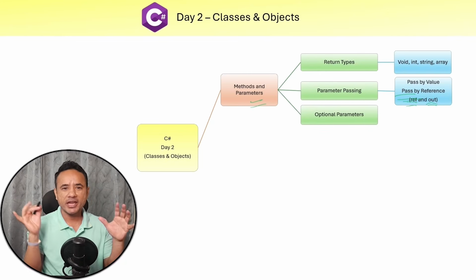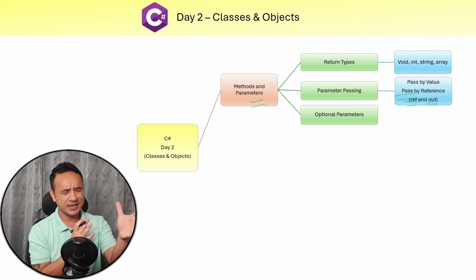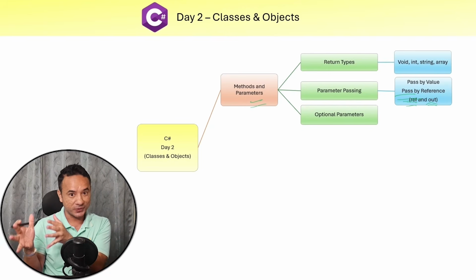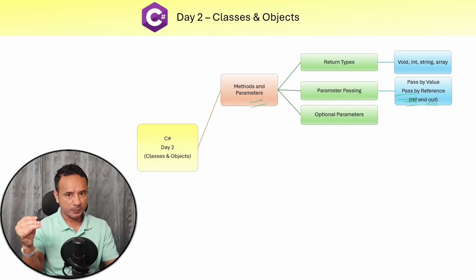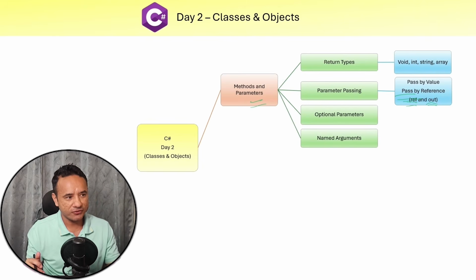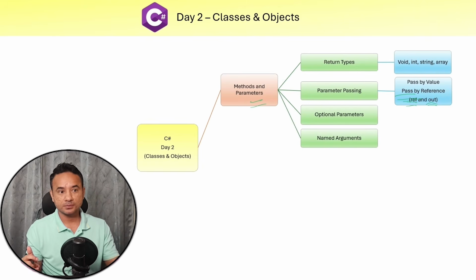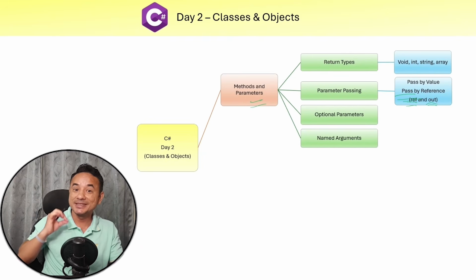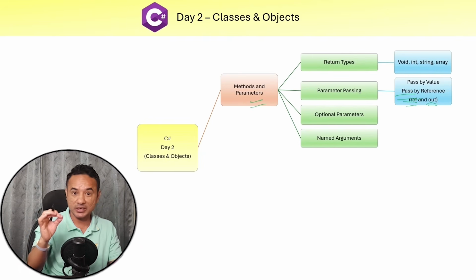Okay, then we have optional parameters. These let you call a method without providing the argument. Okay, if a value is not passed, the method uses its default value. Okay, after that we have named arguments, which allow you to specify parameters with names when calling a method.